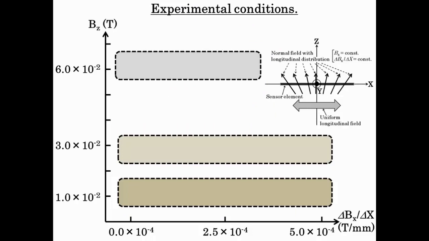This figure shows the experimental conditions that I carried out. The vertical axis represents a normal field value, which is ranging from 100 Gauss, 300 Gauss, and 600 Gauss. And the horizontal axis represents distributed parameter, which is ranging from 0 to 5 Gauss per millimeter. We carried out three conditions of a normal field. And I'd like to show the case when the normal field is 270 Gauss.